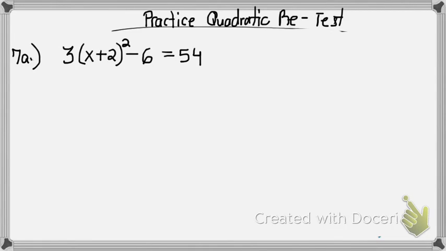Hello everybody. Now I'm going to show you how to do problem 7a. Alright, in this one, you will not use the factoring method, completing the square method, or quadratic formula, because you have a quantity squared, you're going to eventually take the square roots.